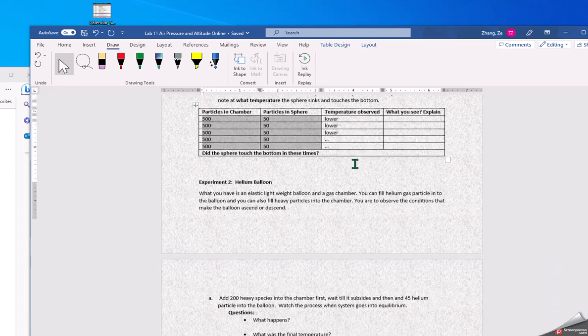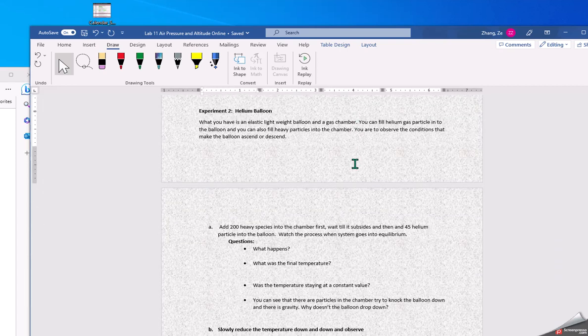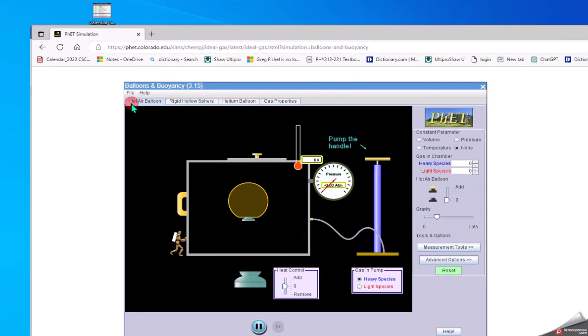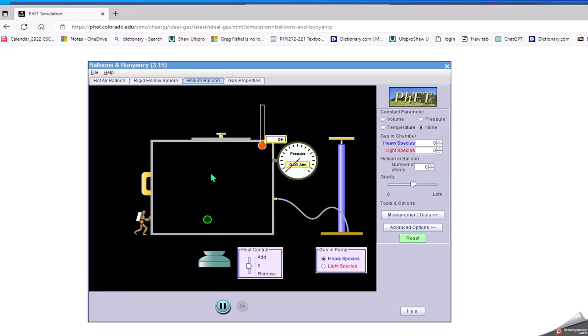Now experiment 2, helium balloon part. You need to choose this tab. So it's a helium balloon, and this outside is heavy, supposed to be air. Actually, the helium balloon is this one. So if it's elastic, if you give some air inside, it will expand because there's nothing there, right? If you put some number in the balloon, so it's 20, it will go up and up because there's nothing outside, right?